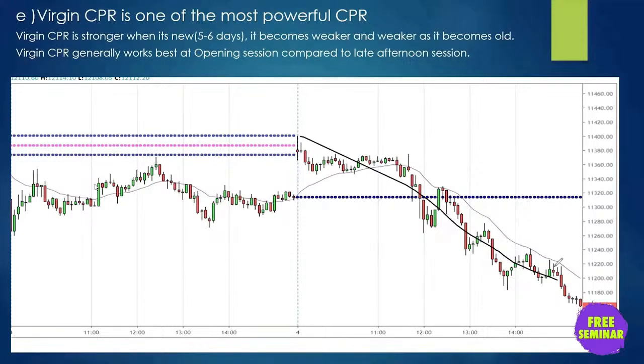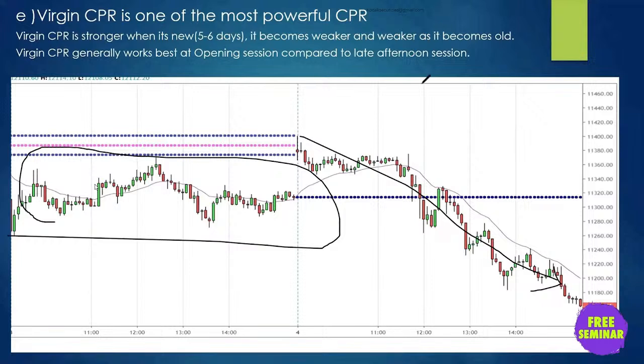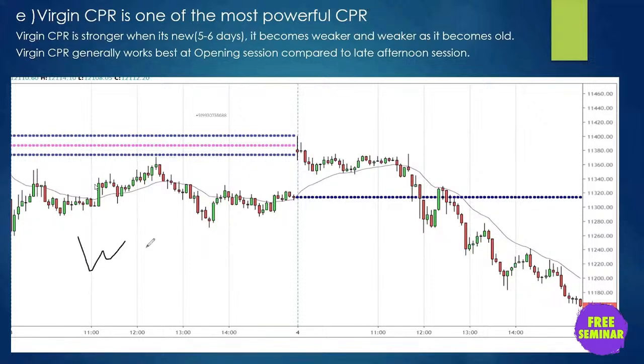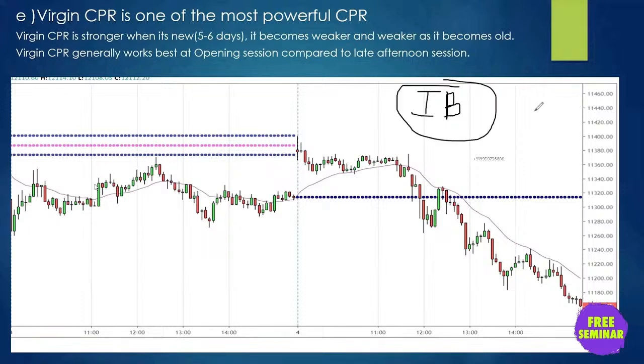This is the trending day and the previous day was a sideways day. You may think, on sideways days, how to make money? It is staying sideways like this. Remember, there is something called initial balance in trading for day trading. Initial balance means the first 1 hour of the day. What is the first 1 hour?